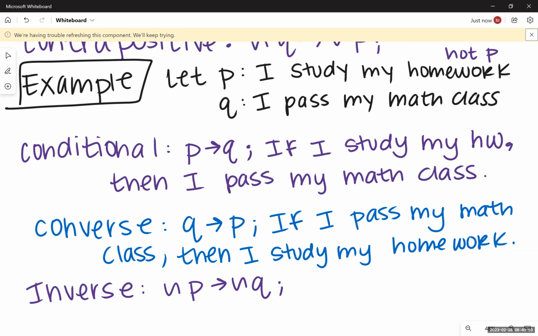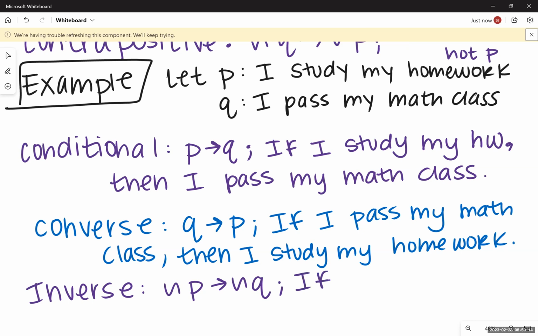Logically you wouldn't say it that way, let me see how I wrote it. Inverse: if I do not study my homework, then I will not pass my math class. There's some kind of logic as far as English is concerned. But did you see how I negated both the P and the Q, but kept them in that same order of P and Q? That's how you write your inverse.